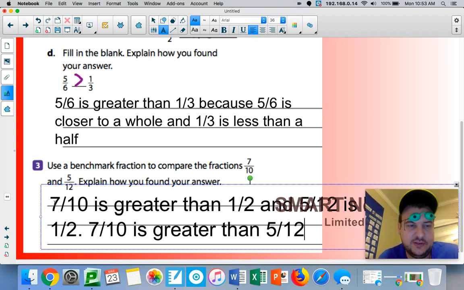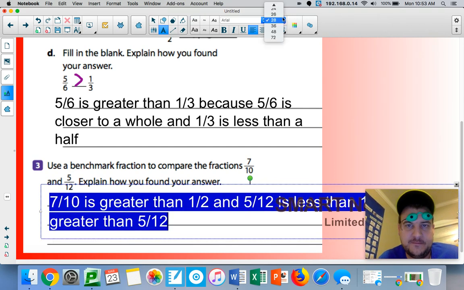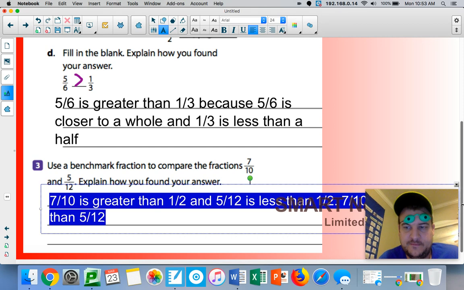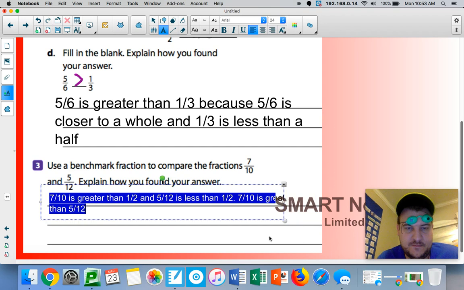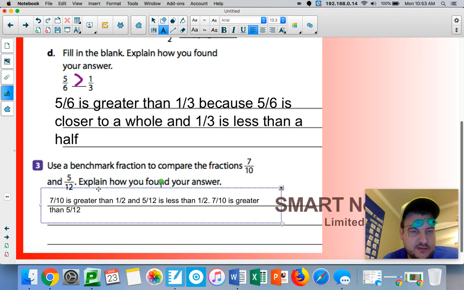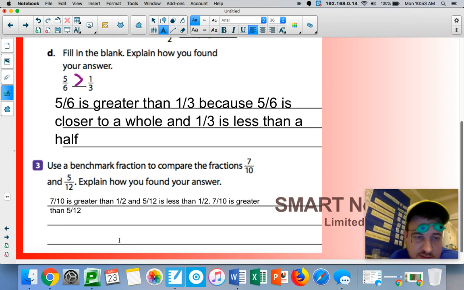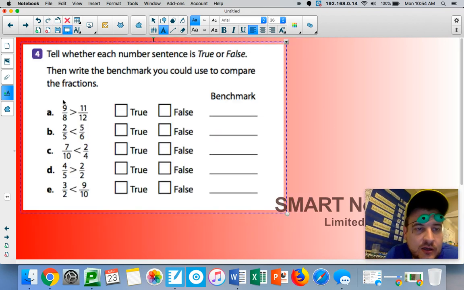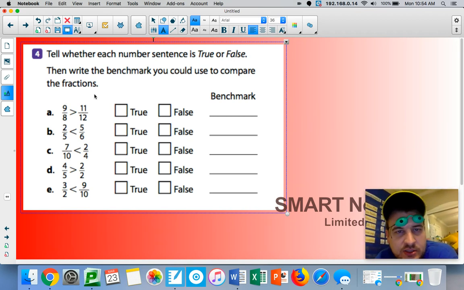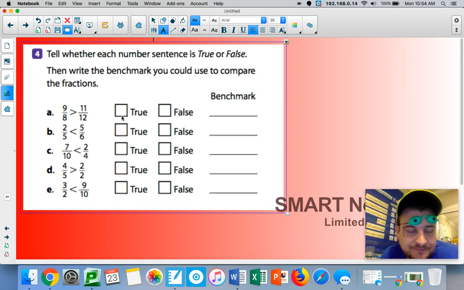Shrink it down so y'all can actually see the answer. All right, so hopefully you can see 7/10 is greater than 1/2. 5/12 is less than 1/2. So that means 7/10 is greater than 5/12. All right. Tell whether each number sentence is true or false. Then write a benchmark to compare.